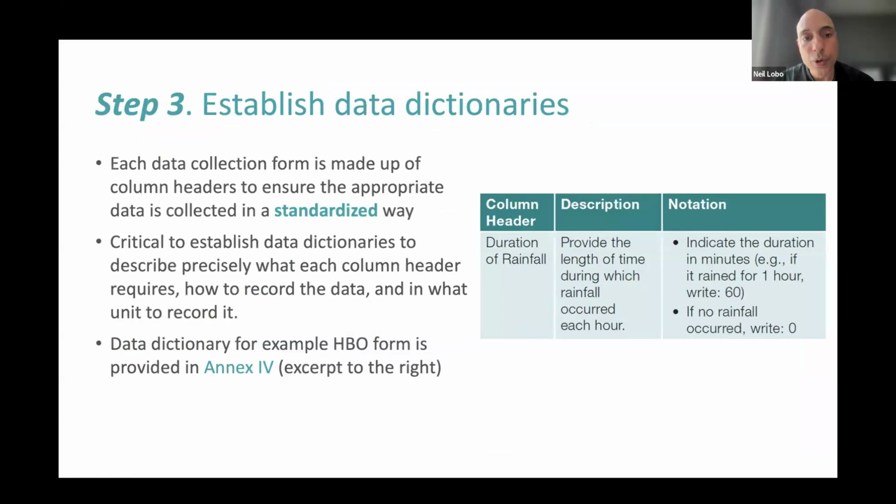You'd want this to ensure that the appropriate data is collected in a standardized way. And of course, all this data is based on your data forms in the previous slide. It is vital to establish data dictionaries so that we know exactly what every column means, what each data means, and especially what units are present.